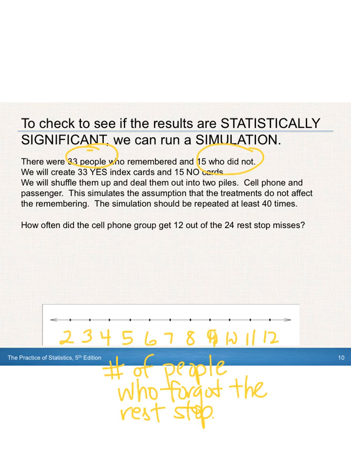Since we are simulating the null hypothesis assumption that the treatments do not affect the remembering, we're going to put all of the results into one pile, shuffle them up, and then randomly put them into 2 piles, the cell phone distraction pile and the passenger distraction pile. Then we're going to count what happens in the cell phone pile and look to see how many yeses there are and how many no's.